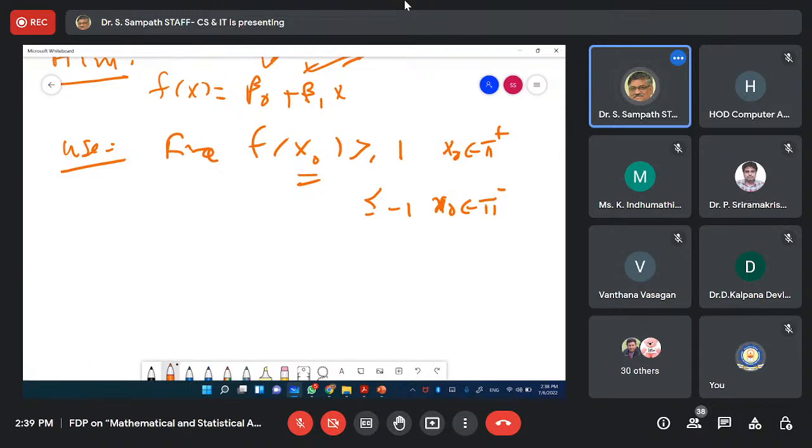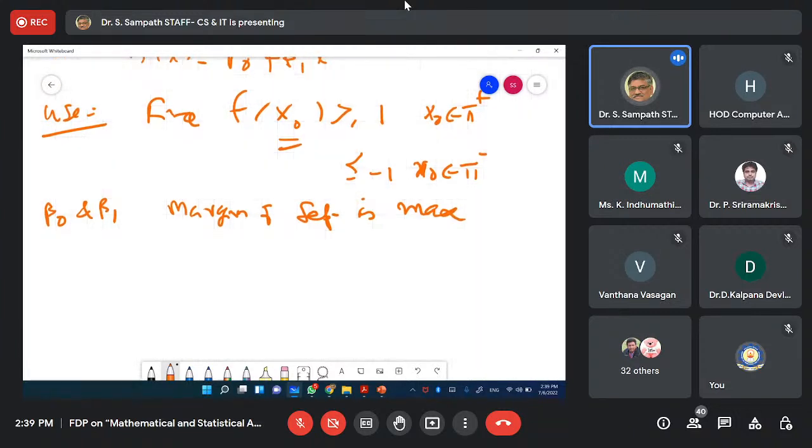Okay. Now, how am I going to find this? I am saying you find beta naught and beta 1 so that the margin of separation is maximum. Why it has to be maximum needs a lot of explanation. I am saying the margin of separation is given by 2 divided by norm beta 1. Have you understood up to this? Margin of separation is 2 divided by norm beta 1.